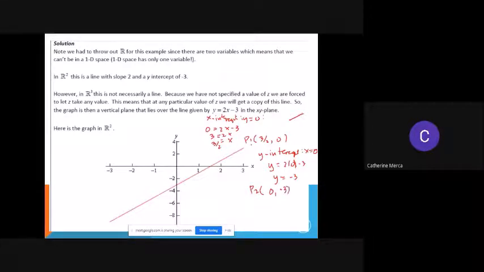So, the earlier point 3 over 2, 0 is 1 and 1/2, 0. So, x is 1 and 1/2 and y is 0. So, this point. And the other point is 0, negative 3. So, x is 0 and y is negative 3. If you have 2 points, you can extend that, and it's actually a line. So, the sketch of this is a line which has a positive slope equal to 2. So, it slants upward to the right.